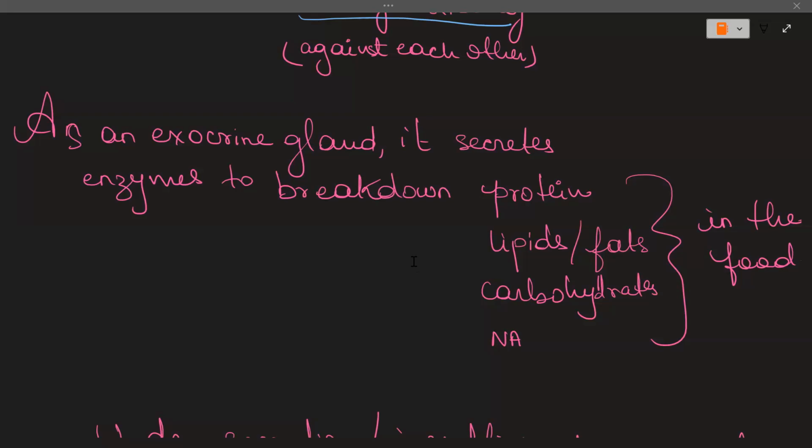It secretes enzymes. That is right. What is the mode of secretion? Through ducts. Through the duct. So it is a ducted gland.